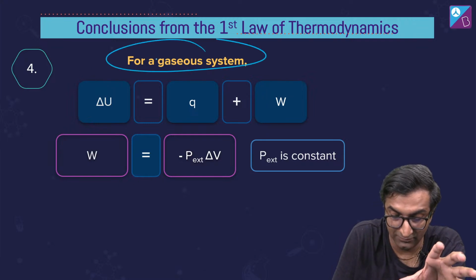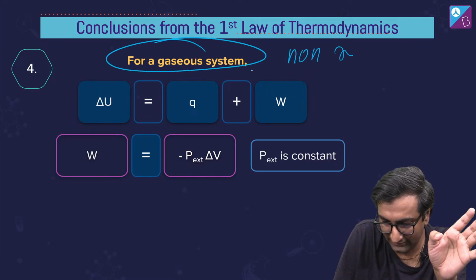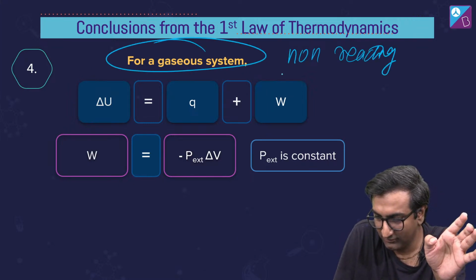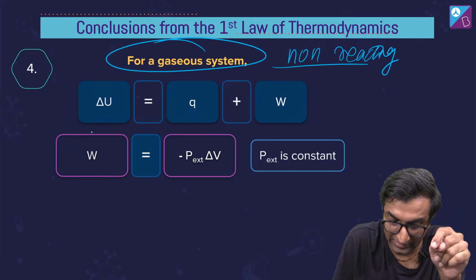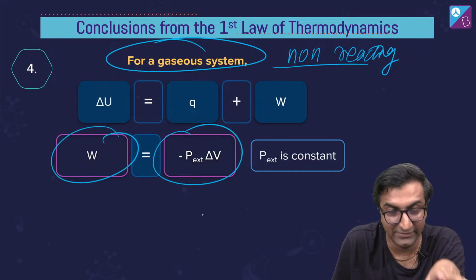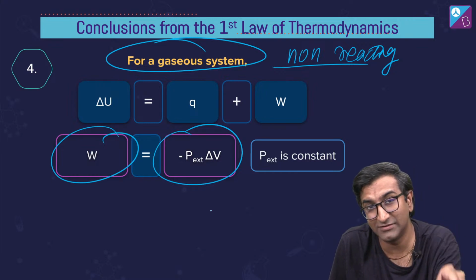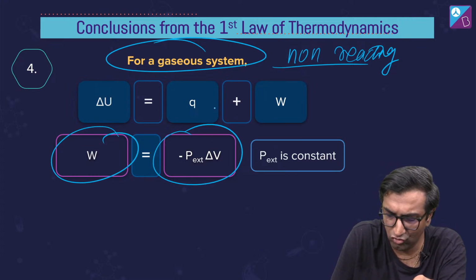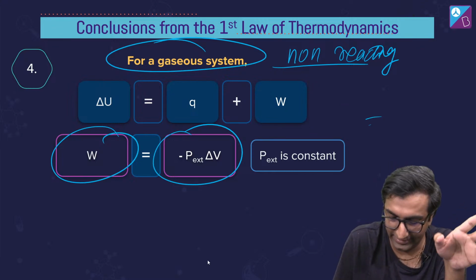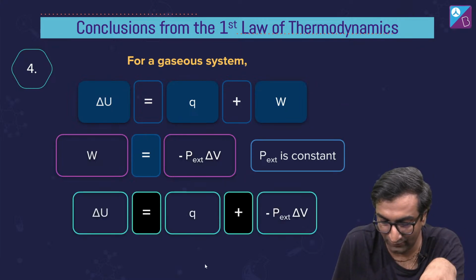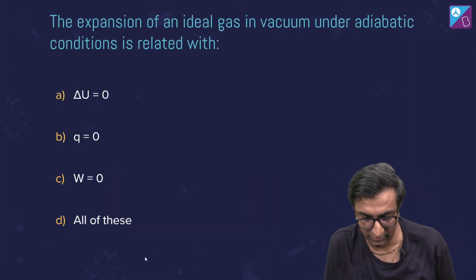Last point is here you go, right? For a gaseous system, non-reacting, etc. Okay, we can write W is going to be equal to minus P external times delta V. Right now we are only talking about a gaseous system. You could also say electrical work, this work, that work. We are not talking about all that right now. Okay? P external times delta V is what the work is over here.